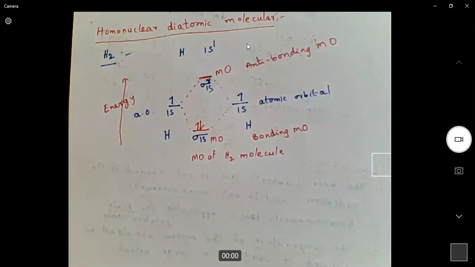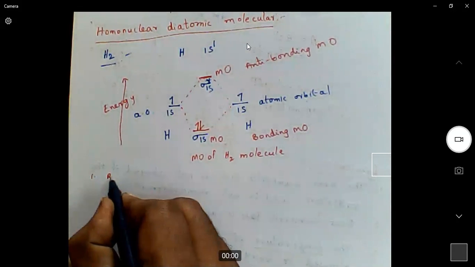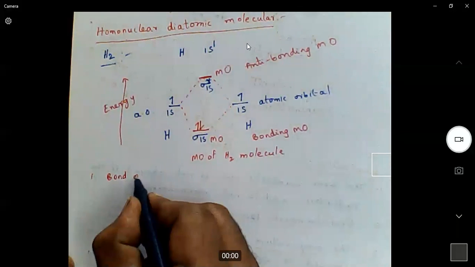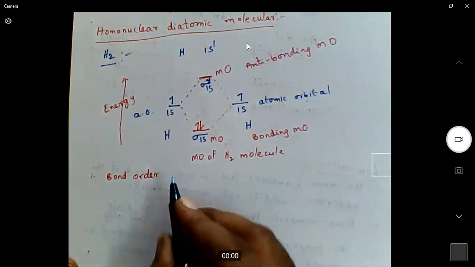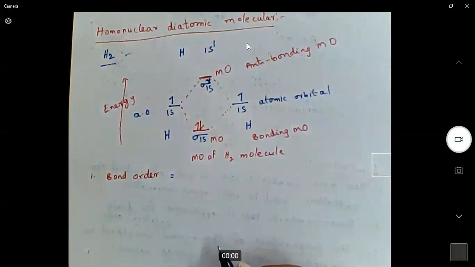From this molecular orbital diagram, we can predict three points. First point, bond order. What is bond order? Bond order gives information about the number of bonds that exist between the two atoms.